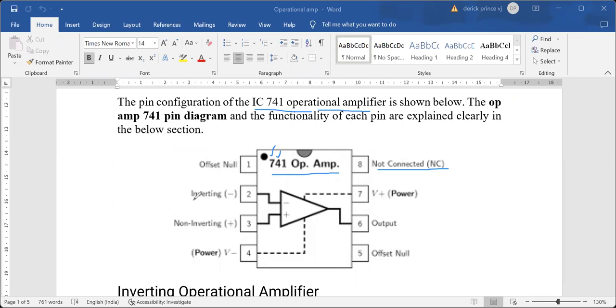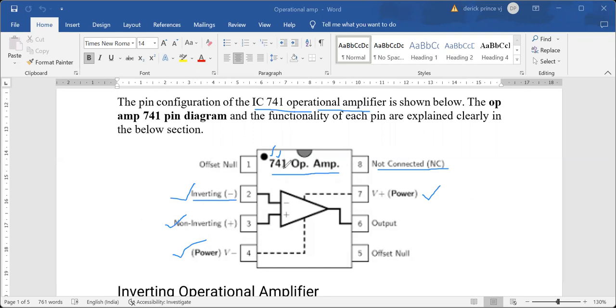The first one is the inverting input. The third pin is called the non-inverting input. The 7th pin is called plus power, and the 4th pin is called minus VCC. So these are 4 inputs, and that's why it is represented here as 4.